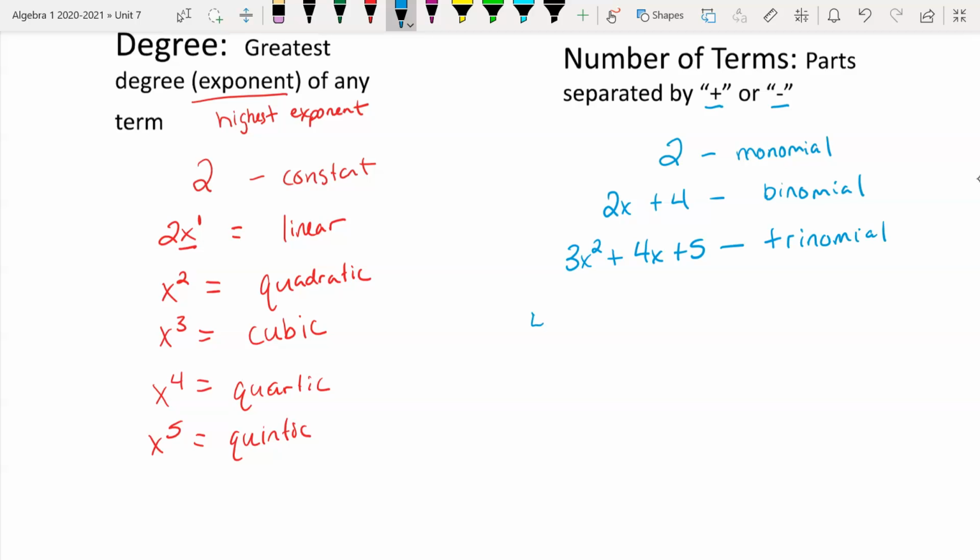And then if I have 4 terms, once we get to 4, we don't really have a special name for it, so we just call it a polynomial with 4 terms. If it had 5 terms, you would say a polynomial with 5 terms. If it had 6 terms, a polynomial with 6 terms, and so on. It just continues that pattern.